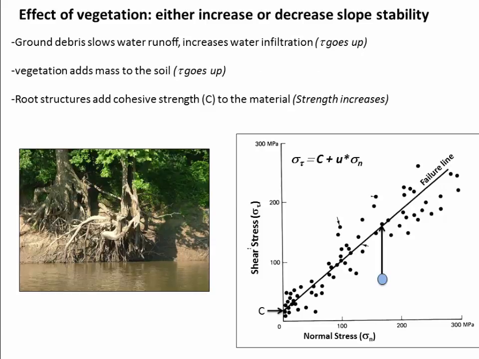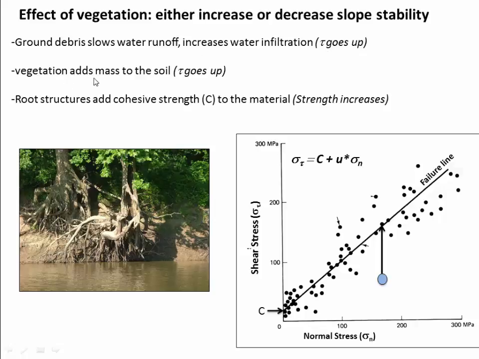So let's look now at vegetation. The effect of vegetation can go in either direction. It can either increase or decrease slope stability. On the one hand, vegetation tends to promote water infiltration. So if you have a vegetated slope, you tend to end up with more water going into your material, which then can increase the shear stress, as opposed to that water just running off. So in that case, vegetation may promote loading.